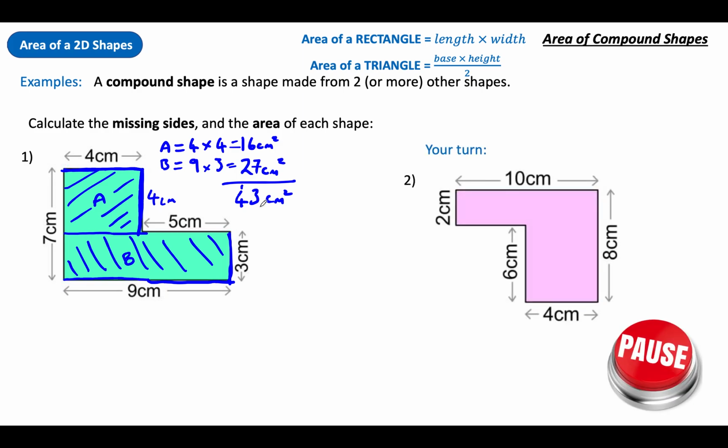Okay, your turn. I'm going to break it into two shapes, two rectangles. I'm going to make this one easier for you. You don't actually need to find any missing sides on this one. If you cut it here, call this bit A, this bit B, you won't need to do any finding of missing sides. So pause, find the total area of the shape, and unpause when you're done.